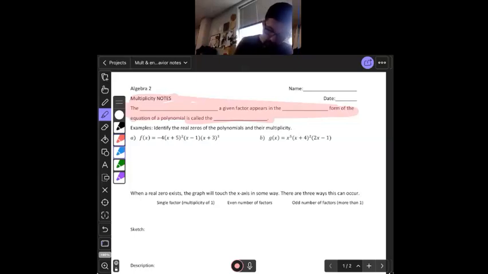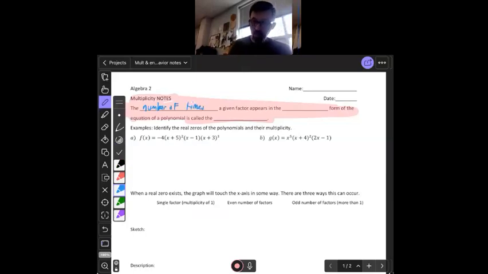The number of times a given factor appears in the factored form of the equation of a polynomial is called the multiplicity. There's no reason you should misspell that word because it is written all over this paper here. Okay. So that's all it is. It's a really basic concept as far as a straight definition. It's just the number of times that factor appears within the factored form of the polynomial.